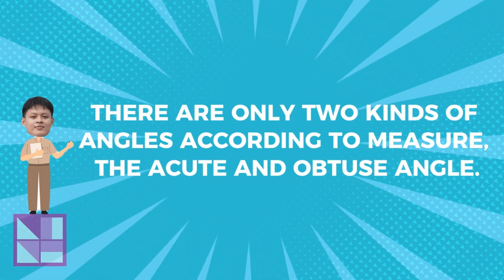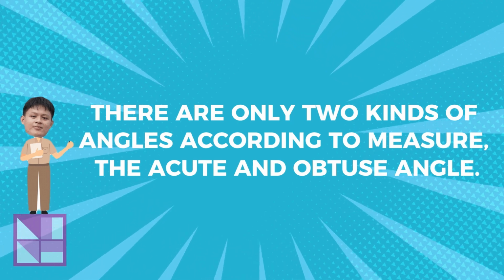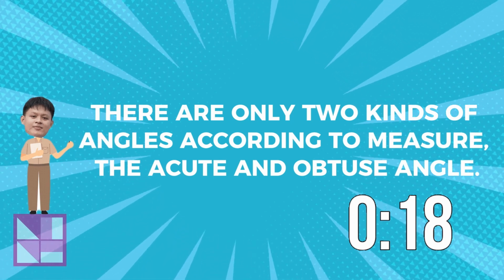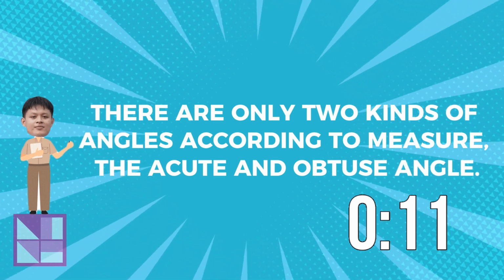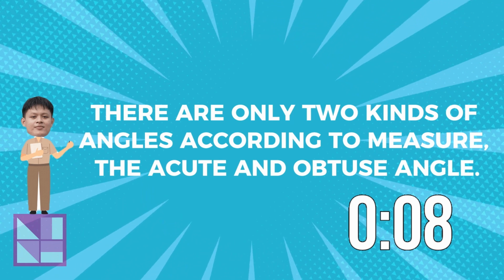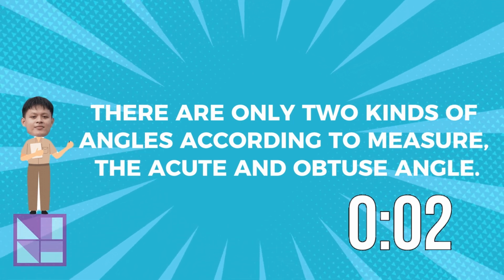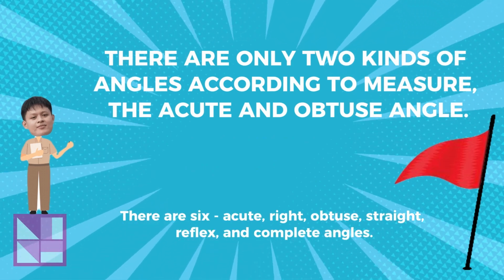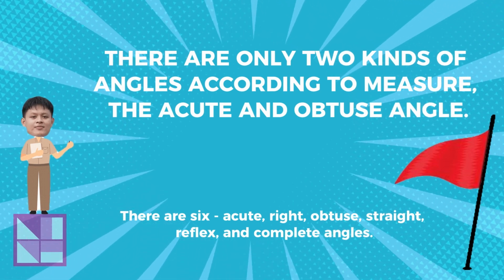Item number 5. There are only 2 kinds of angles according to measure: the acute and the obtuse angle. Green flag or red flag? Time's up. The correct flag is red flag. There are 6: acute, right, obtuse, straight, reflex, and complete angles.